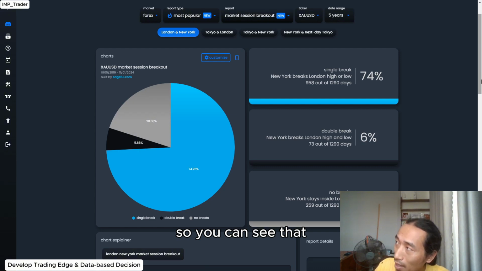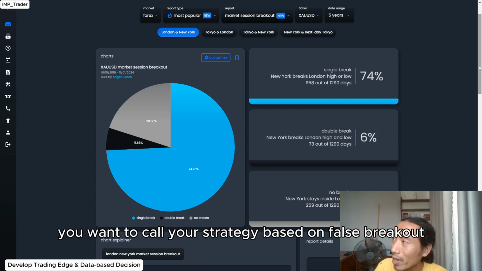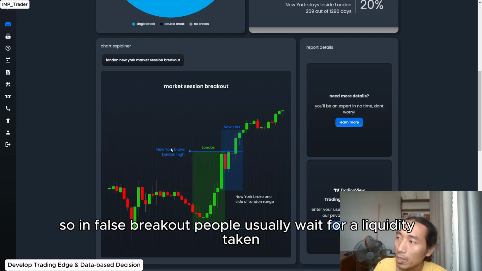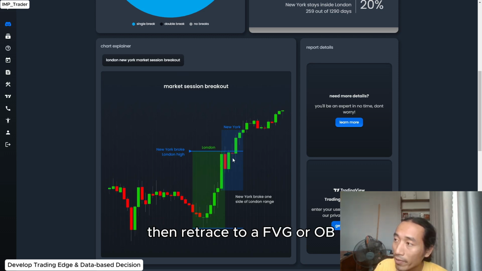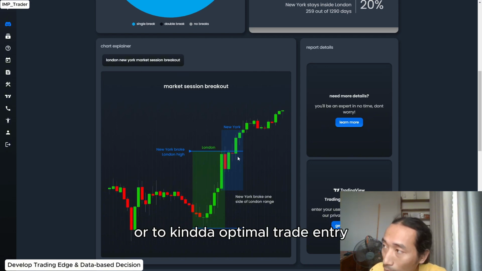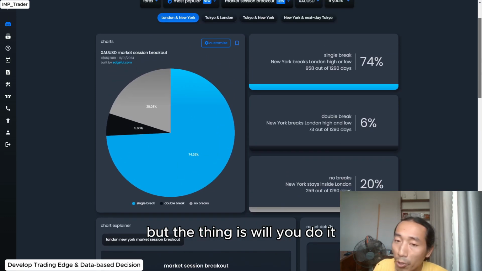So you can see that, let's say you are a sub trader, or whatever you want to call your strategy, based on false breakout. In a false breakout, people usually wait for liquidity to be taken, then wait for a market structure shift, then wait for a retrace to a fair value gap, or to an order block, or to an optimal trade entry, and then they try to trade to this low, this low, this low, whatever. But the thing is, will you do it?